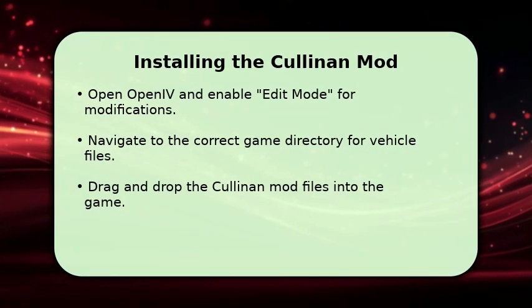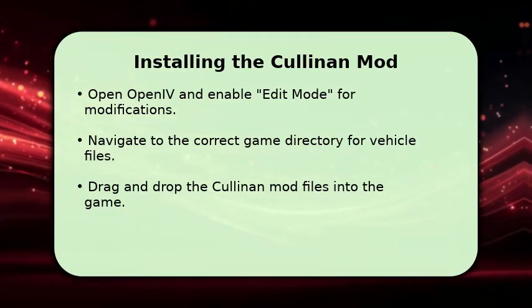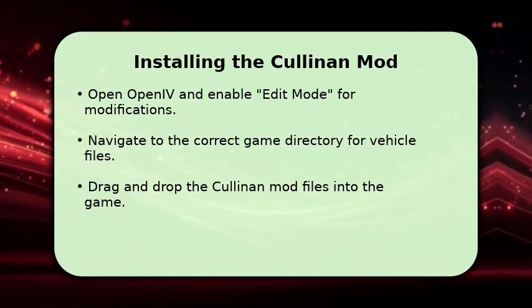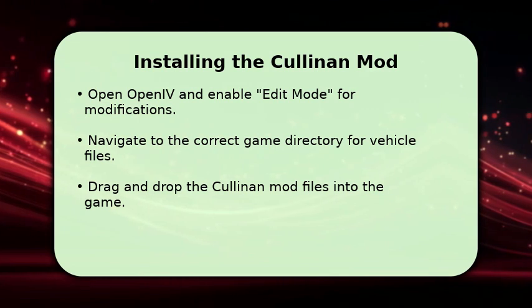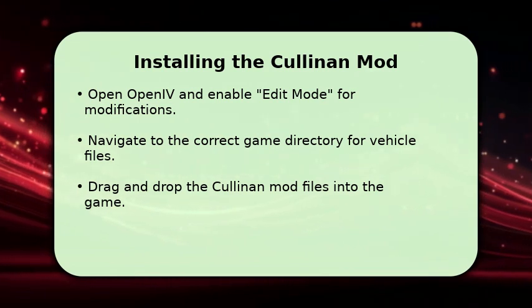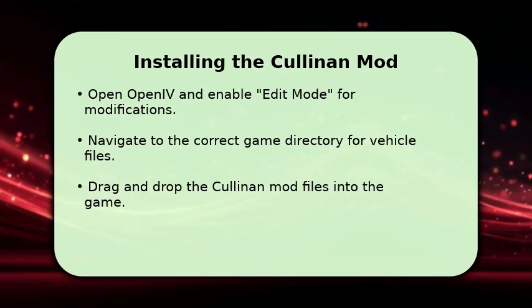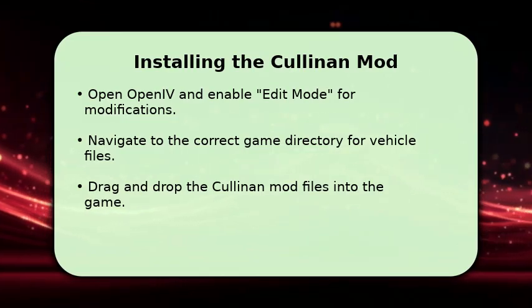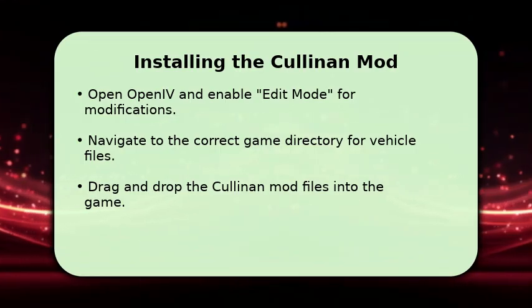Now open OpenIV and activate Edit Mode from the top menu. This allows changes to your game files. Carefully navigate to the Mods folder, then Update, x64, and DLC packs. Create a new folder for your Cullinan mod and place the files inside. Remember to back up your original game files before making any changes.